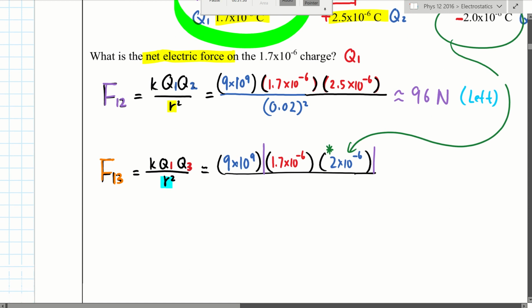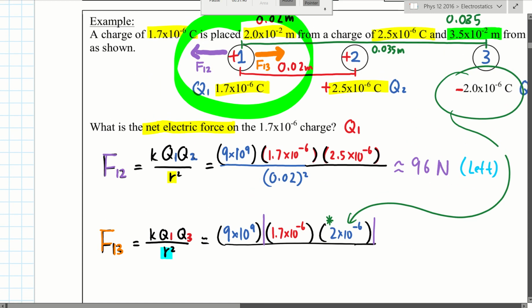We know which direction that force is pointing. Look at the orange arrow. Which direction is it pointing? It's pointing to the right, right? We don't need this equation to tell us which way it's pointing. We have a picture. The picture is telling us which way it's pointing.